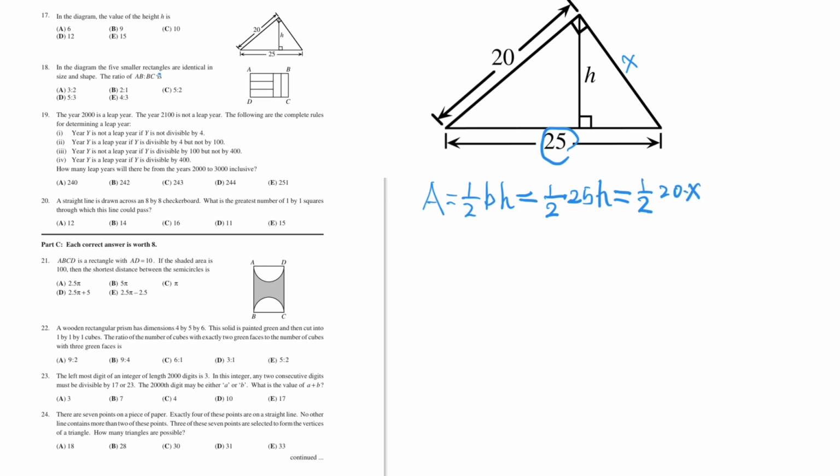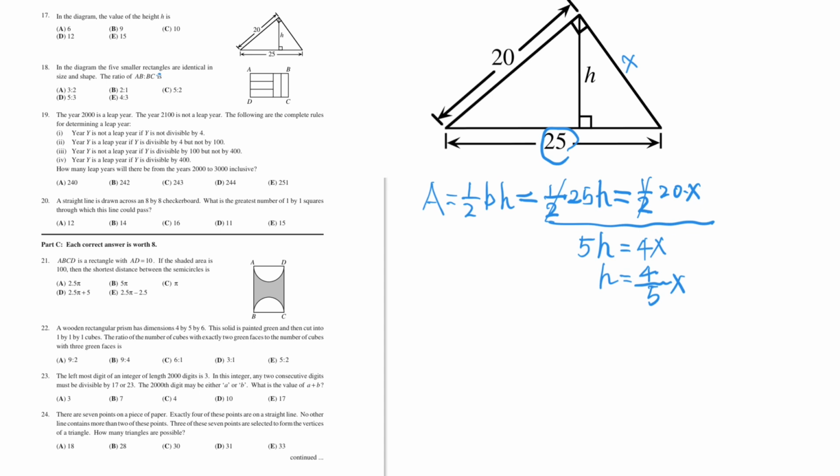So we simplify the equation. On both sides, cancel the 1/2. Then we cancel the 5. That will give us 5h equals 4x. So h in terms of x means h equals 4/5 x. Now we find the x.